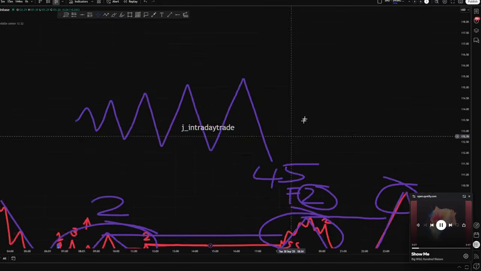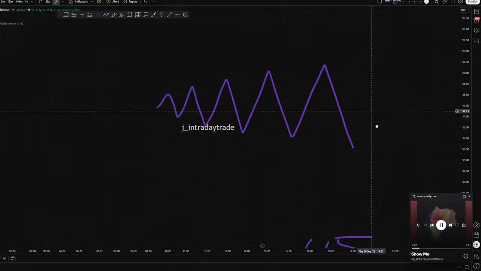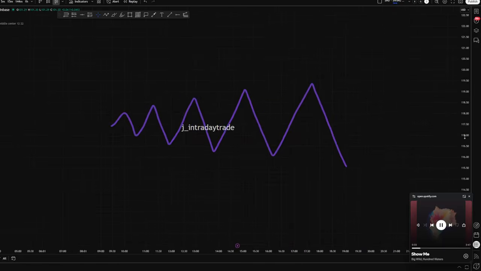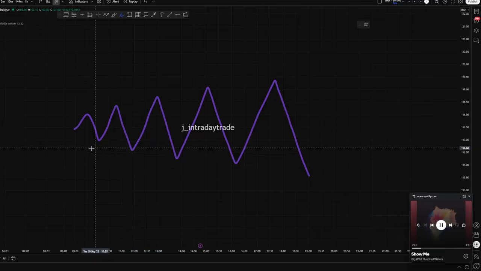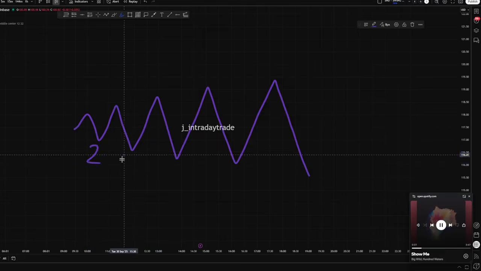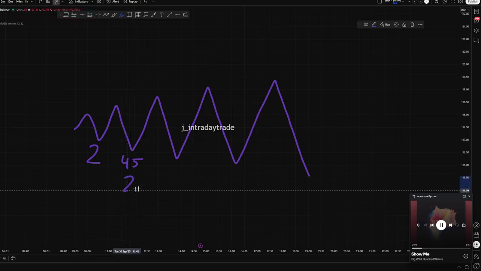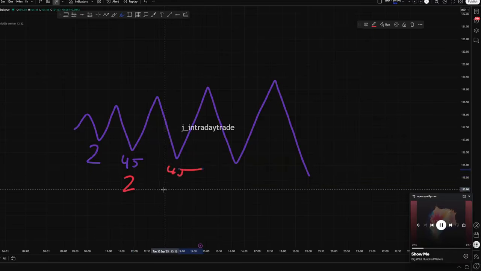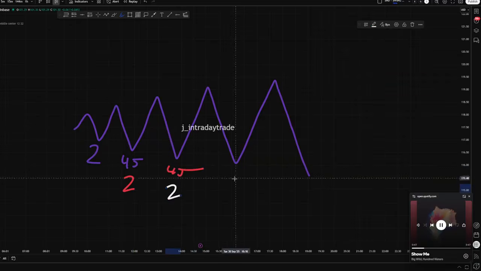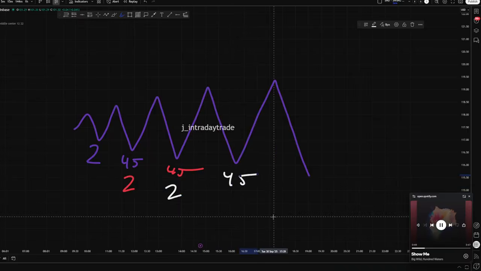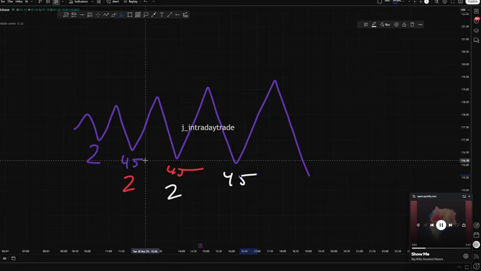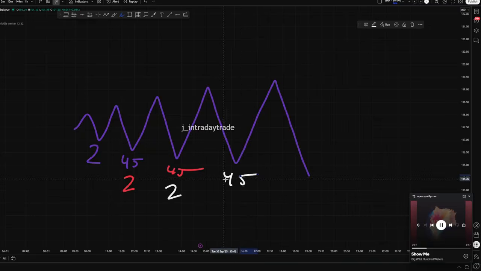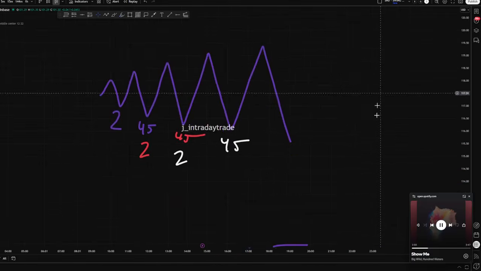And now for some of you guys that have studied my Twitter, right? 2, 4, and 5. 2, 4, and 5. Smaller time frame, bigger time frame, bigger time frame, bigger time frame, bigger time frame, and it goes on and on and on, right?